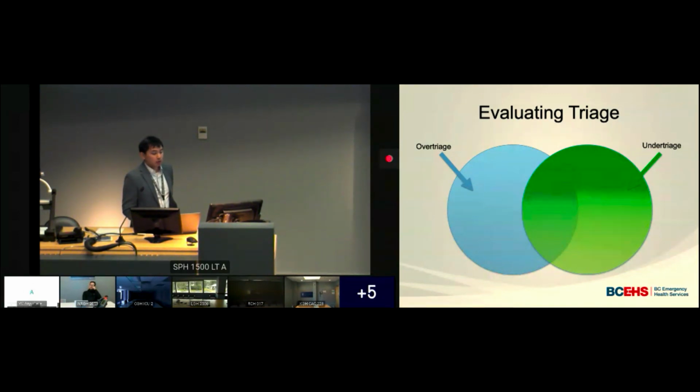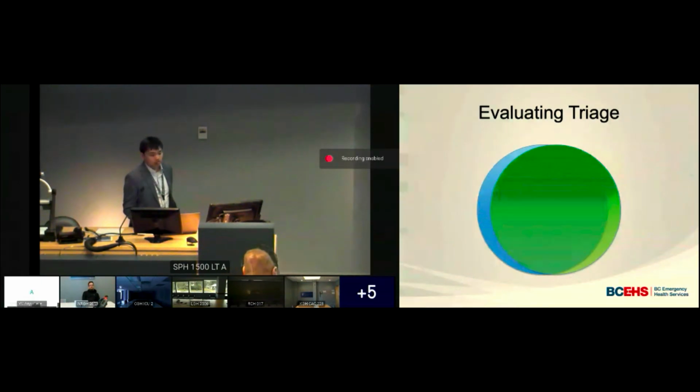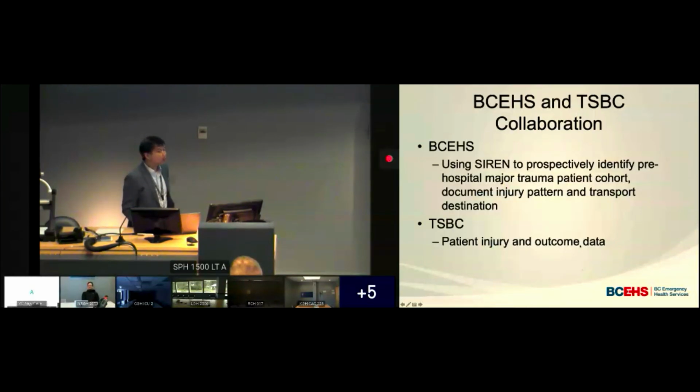And the goal is then also, knowing that this is the cohort of patients that we've appropriately triaged, to assess that as well. The goal, at some point, is to get them to look something like this, a lot closer together, where we decrease our over triage and decrease our under triage. So how are we going to do this?